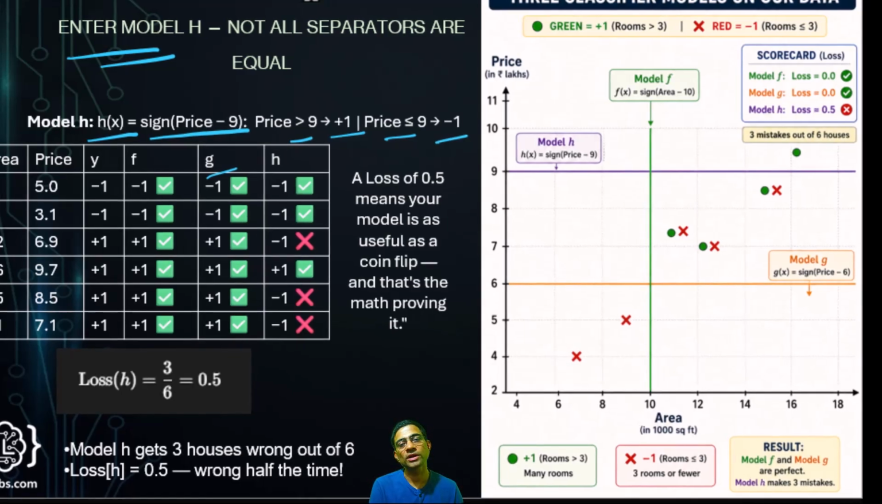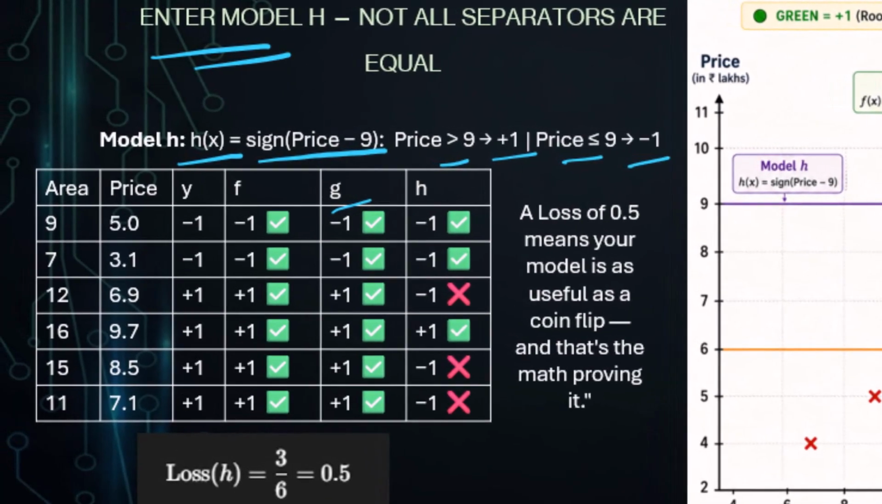Okay, so +1 and -1. Let's go again to the table, the data, and we have the H prediction, the model H prediction also included. So you have the area 9, the price 5, this is fixed, the Y, the actual label, F predicted -1 correctly, G predicted -1 correctly, H also predicted -1, perfect.